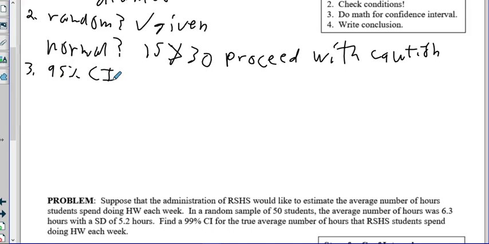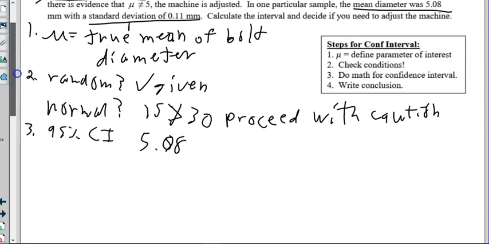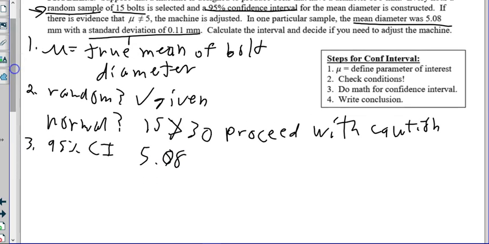We go back to our formula, which is all over the place. It's our mean, 5.08. We got that from the paragraph where it said the mean diameter is 5.08. We do plus or minus. Our standard deviation was 0.11, and the number of bolts sampled was 15. Now this number here, the t-score, we go to our chart, which is why we need our blue chart out, our table, okay? And we go to the table.